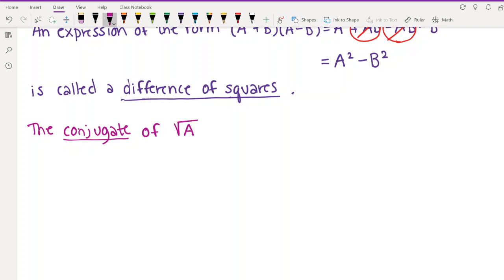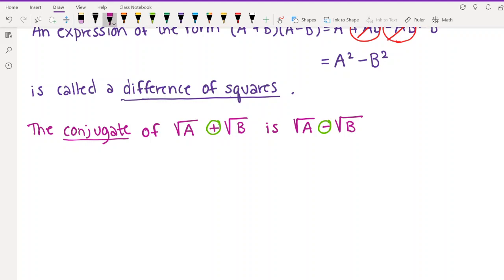So if you have something of the form square root of A plus square root of B, and we'll see that when you're working with conjugates, you don't need to have two square roots. You could have something where only one of them is a square root. We'll look at examples in a second. The conjugate of square root of A plus square root of B is square root of A minus square root of B. The important thing is that when you're finding the conjugate of an expression, you're just taking the plus symbol and changing it to minus, or if you started with a minus, you're changing it to plus. You're just switching that sign.